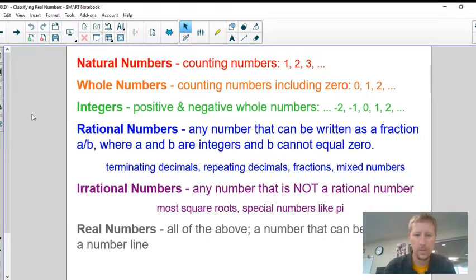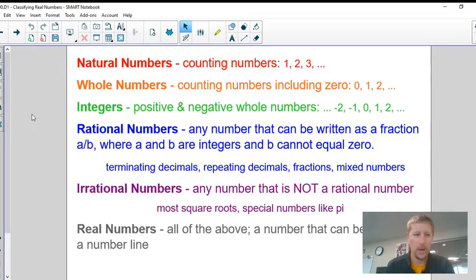Next is rational numbers, any number that can be written as a fraction, like a over b, where a and b are integers, and b cannot equal 0. It's important that b can't be 0 because you can't divide by 0, so that can't be on the bottom. But it can be any two integers written as a fraction, like 2 over 5, 2/5. That's a rational number. 4 over 1, okay, so that's the ratio of two integers, so that would work. But 4 over 1 is really just the number 4.